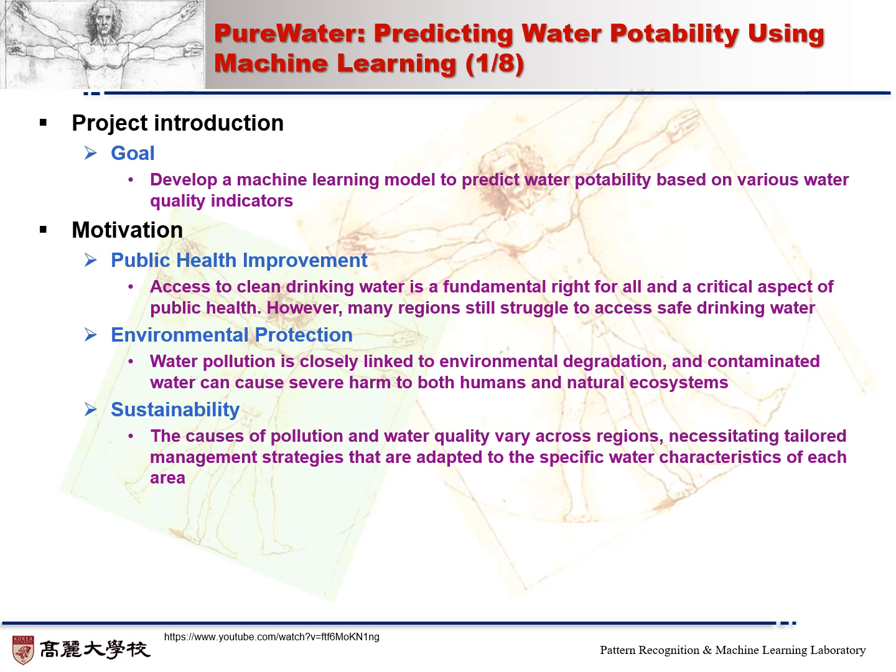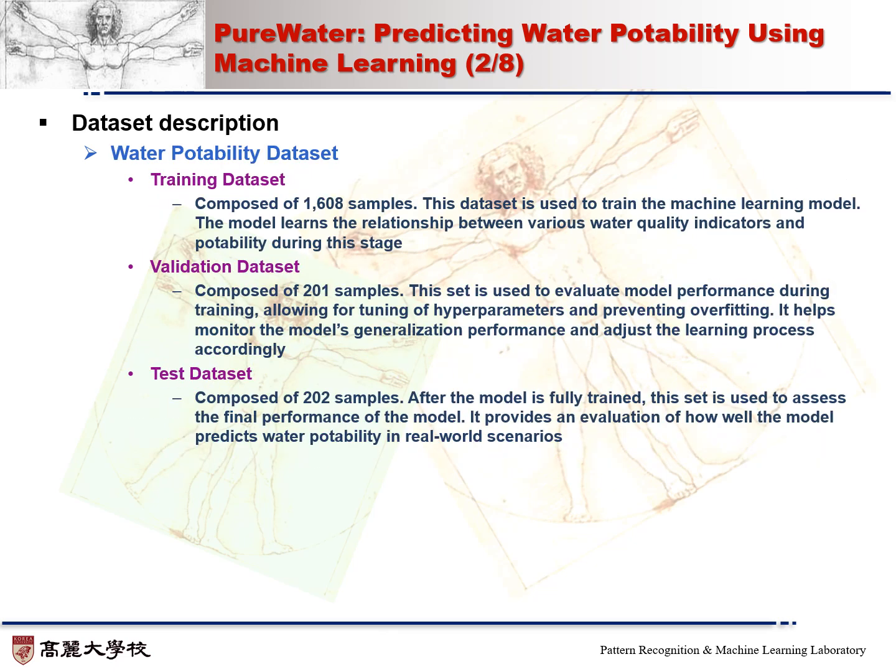The cause of pollution and water quality vary across regions, necessitating tailored management strategies that are adapted to the specific water characteristics of each area. Next, here is the dataset description. Dataset details are as follows.